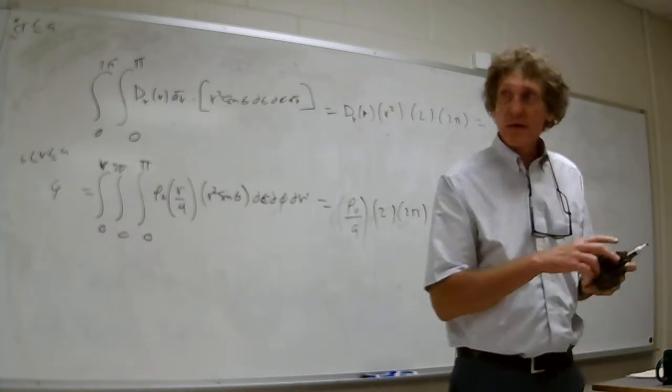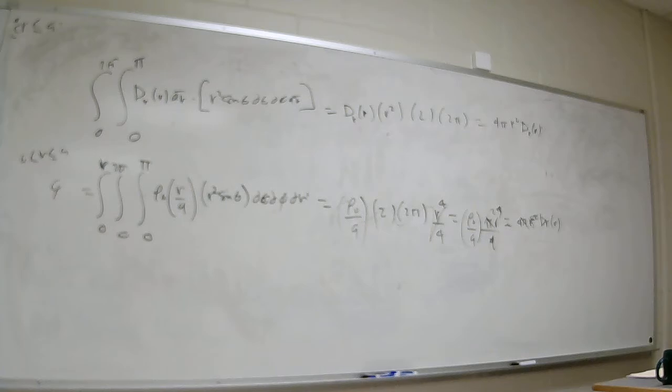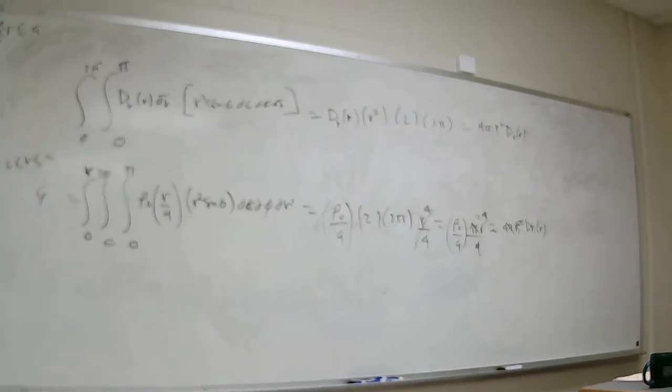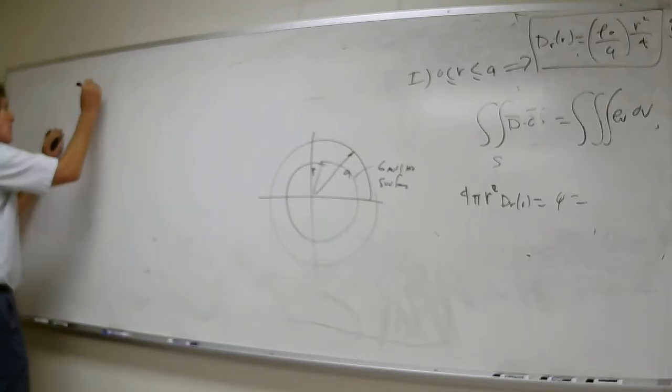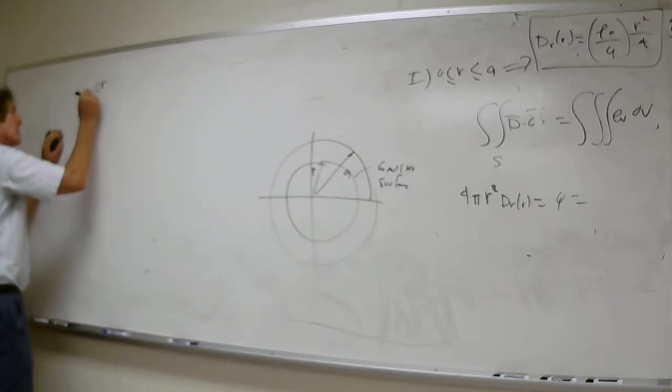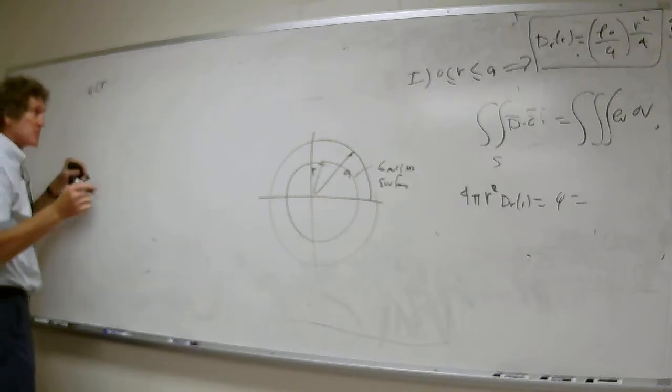Here's the part people mess up. I'm going to do it over here, and I'll tell you why. It's the integral of the charge. Now, for this part, we're going to have r greater than a. So you're outside the spherical surface where the charge is.